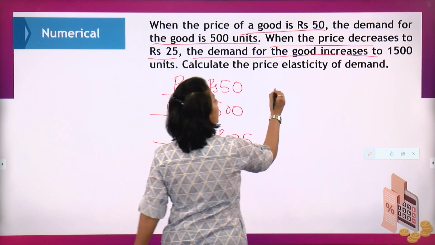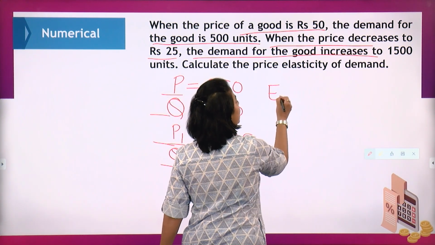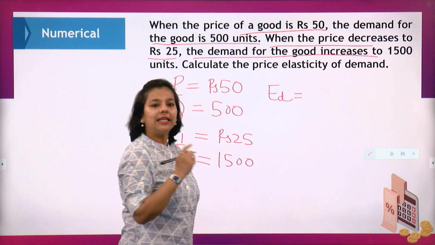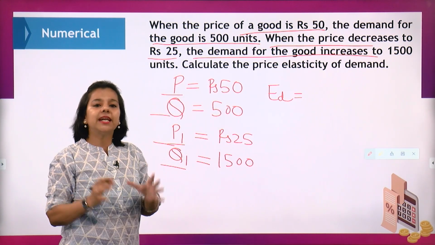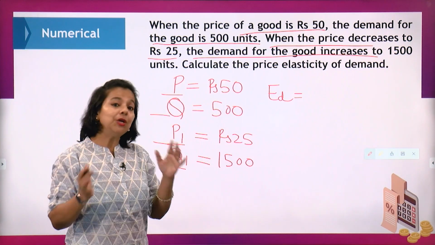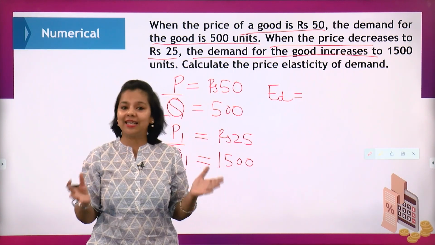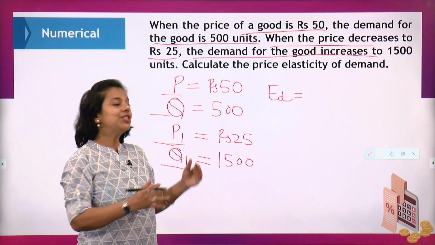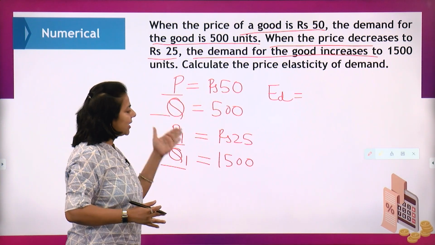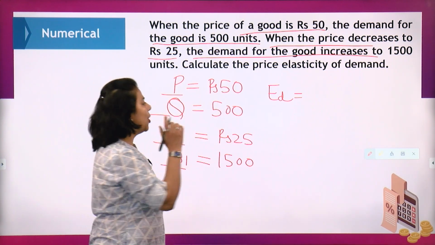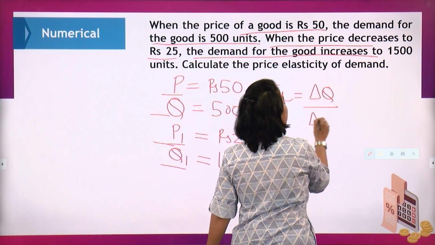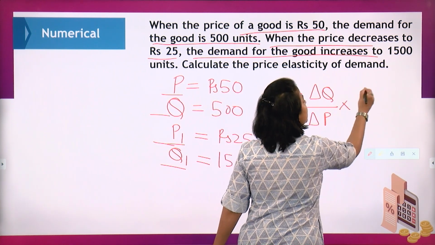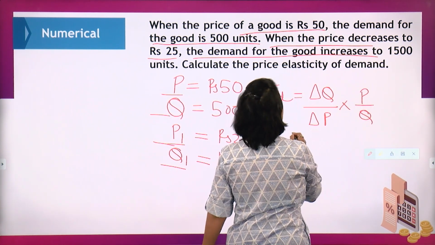Now, the formula is price elasticity of demand ED. As we can see, यहाँ पे कोई भी चीज percentage की form में नहीं दी है, तो हम percentage वाला formula नहीं use करेंगे. सारी चीजें हमें clearly numerical form में given हैं, तो हम use करेंगे change in Q upon change in P times P upon Q.